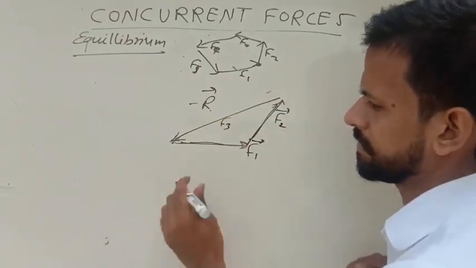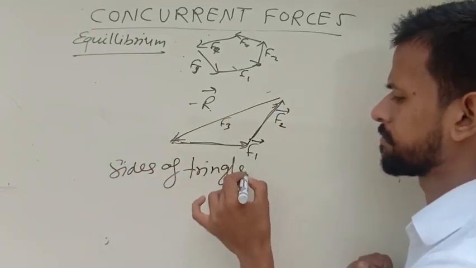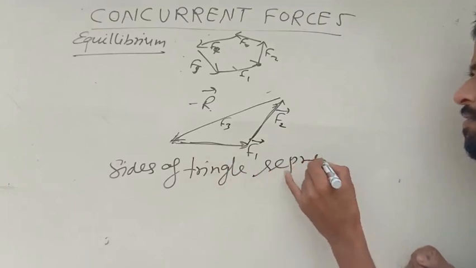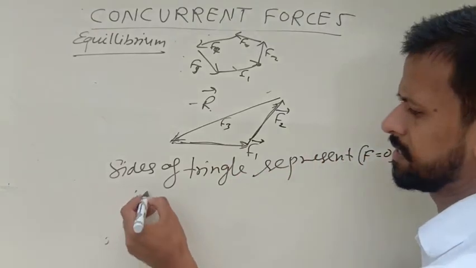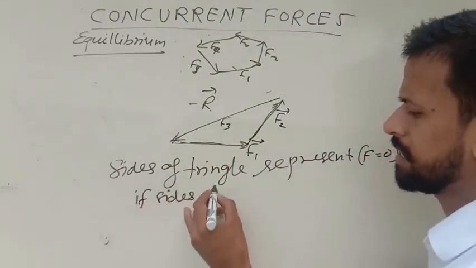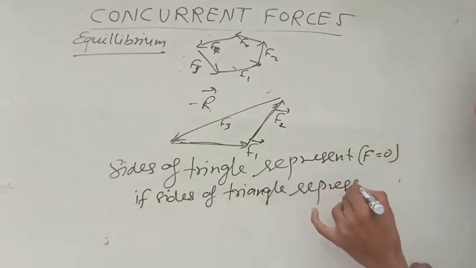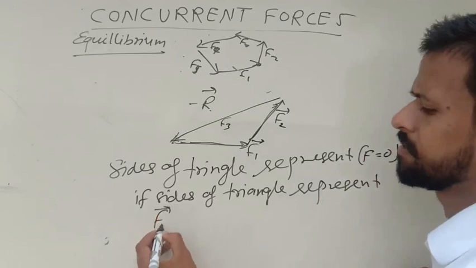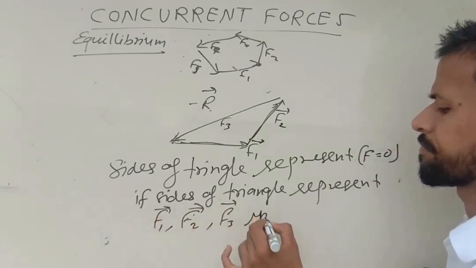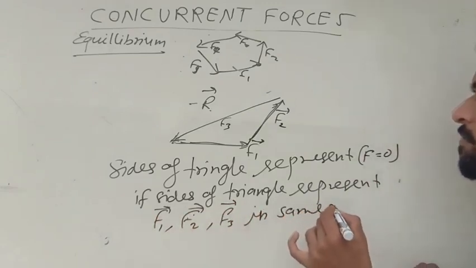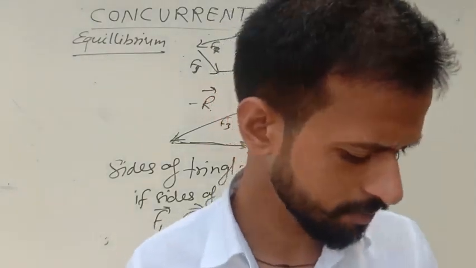Then we can write that the sides of a triangle represent net force equal to 0 if the sides of the triangle represent vector F1, vector F2, vector F3 in the same order. Okay, so that's all about equilibrium of concurrent forces.